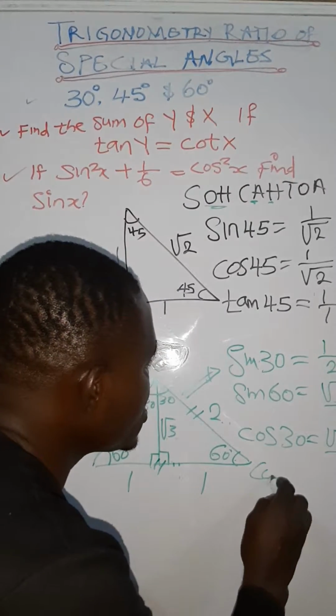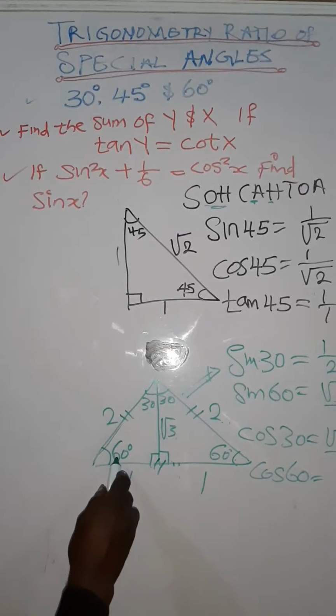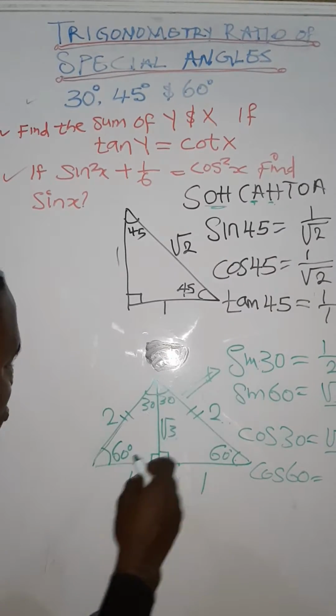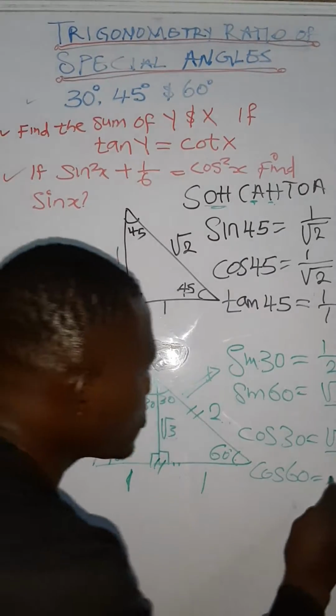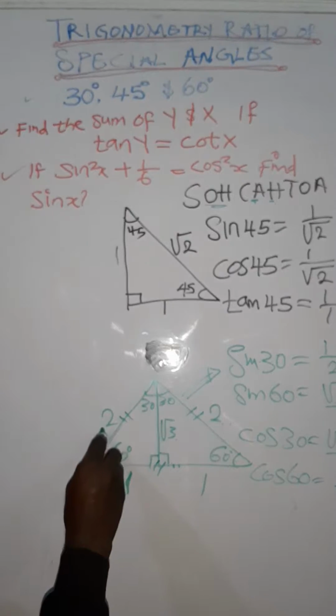Then cos 60 now. What will cos 60 give us? If you look at this angle, where is the adjacent? Because we are still following adjacent over hypotenuse. So here is the adjacent and here is the hypotenuse. So 1 over what? 2. The adjacent is 1, the hypotenuse is 2.